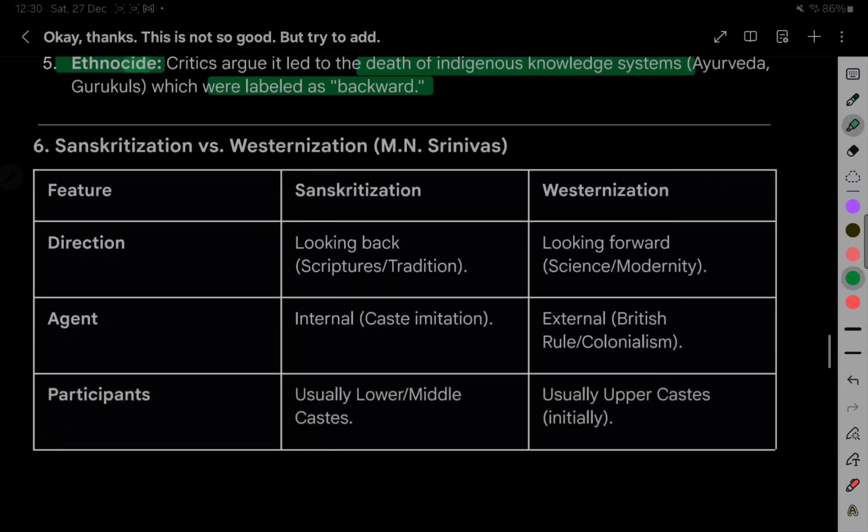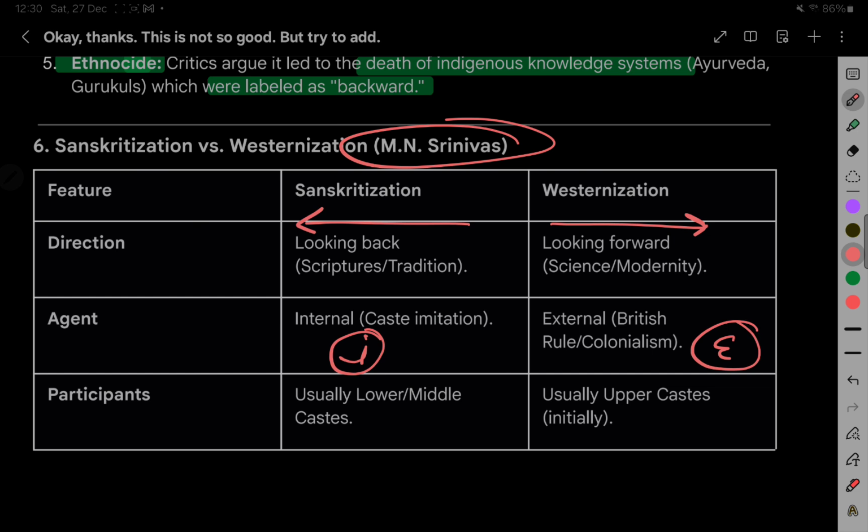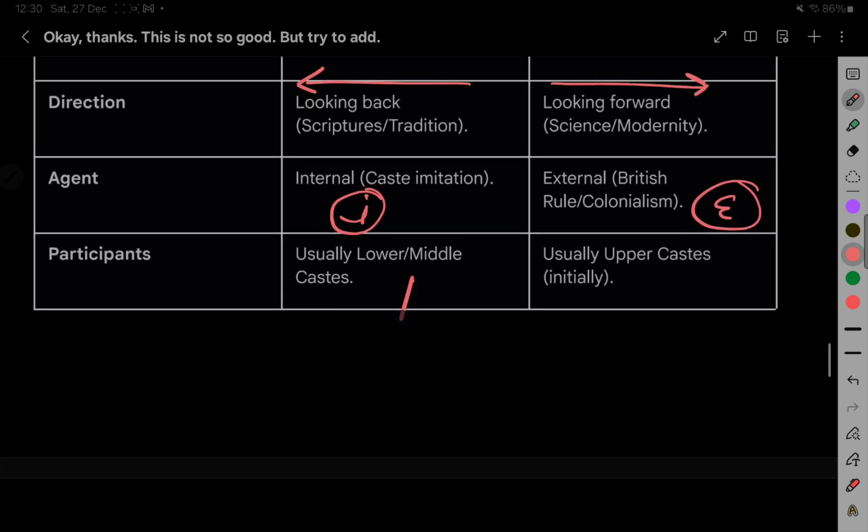6. Sanskritization versus Westernization, M.N. Srinivas. Feature: Sanskritization, Westernization. Direction: looking back, scriptures, tradition; looking forward, science, modernity. Agent: internal, caste imitation; external, British rule, colonialism.